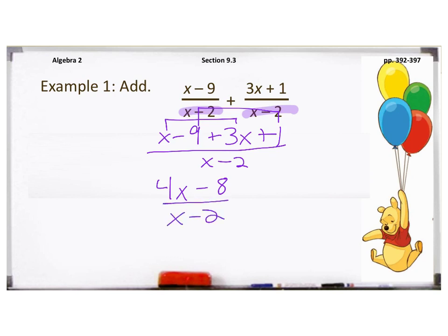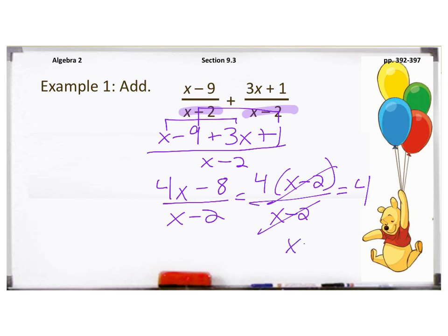But notice, to put this in lowest, simplest terms, I factor out the 4, and I'm left with x minus 2. So my x minus 2 will cross out, because they're factors, and I'm left with just the 4. Now remember, this also, x cannot equal 2.